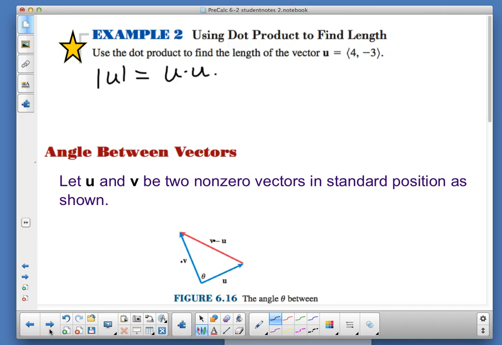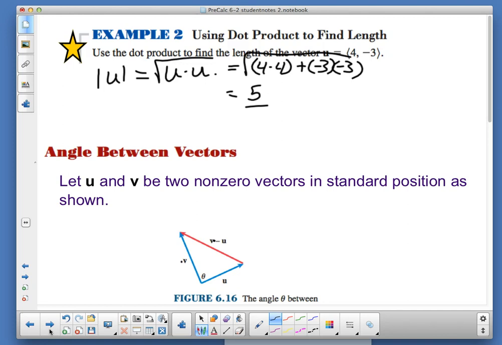So go ahead, find the length of u, thinking dot product. And people are like, what, dot product? So I've got this going on, and that'll return 4 times 4, that's 4 squared, plus -3 times -3. Square root of that. So I've got 16 and 9, should be 5. Now remember, they asked me to do it in terms of dot product. That's why I did what I did.